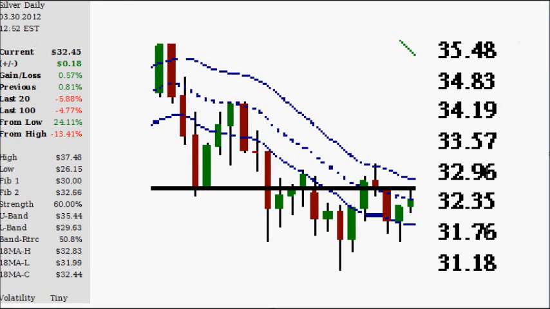Hello, today is Friday, the 30th of March, 2012. This is a triple view of the normal charts that are shown. This is the daily chart.